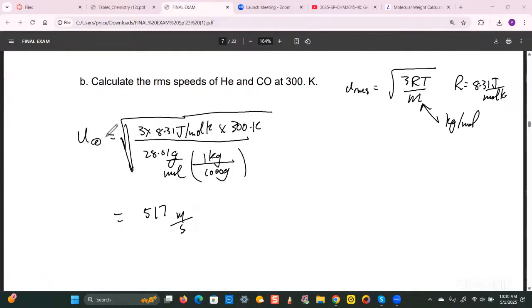And that's for carbon monoxide. And basically you do the same thing for helium. The only difference is that you're going to use a different molar mass for helium down here. But the setup is basically the same.